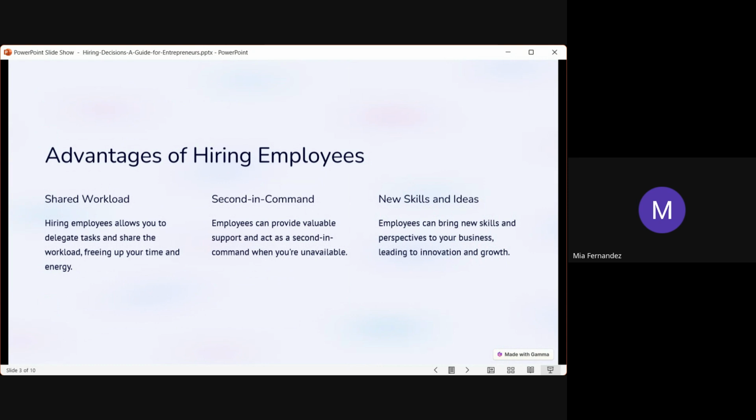And another one is second in command. Employees can provide valuable support and act as a second in command when you're unavailable. And new skills and ideas, employees can bring new skills and perspectives to your business, leading to innovation and growth. So of course, there's this learning, right? Learning within the workforce. Different people have different levels of skills, and they can share it to the others. So it's also beneficial din kapag ganon.